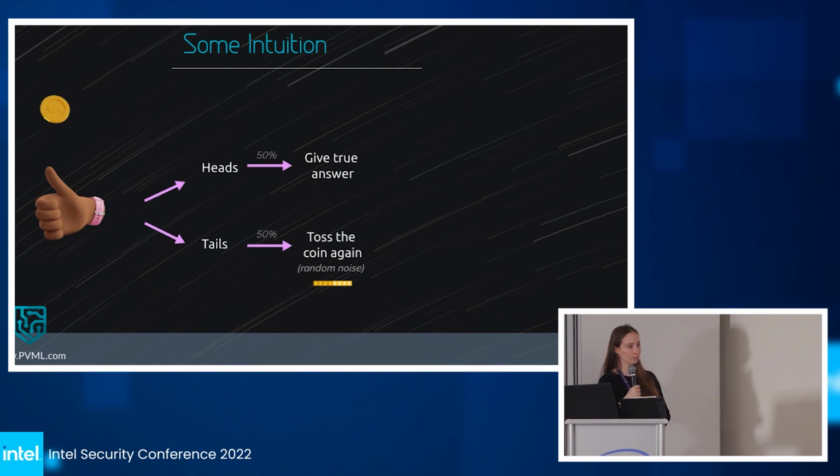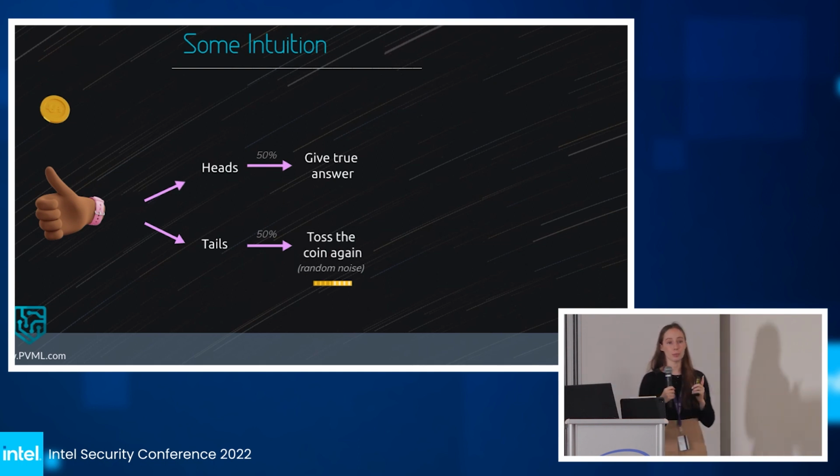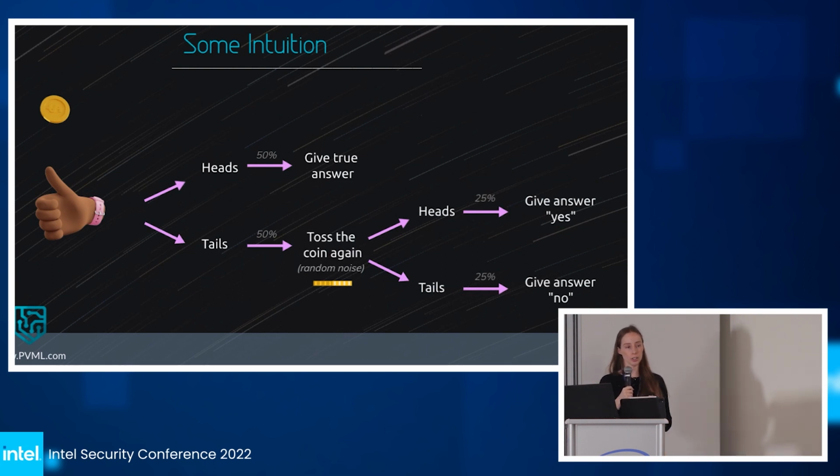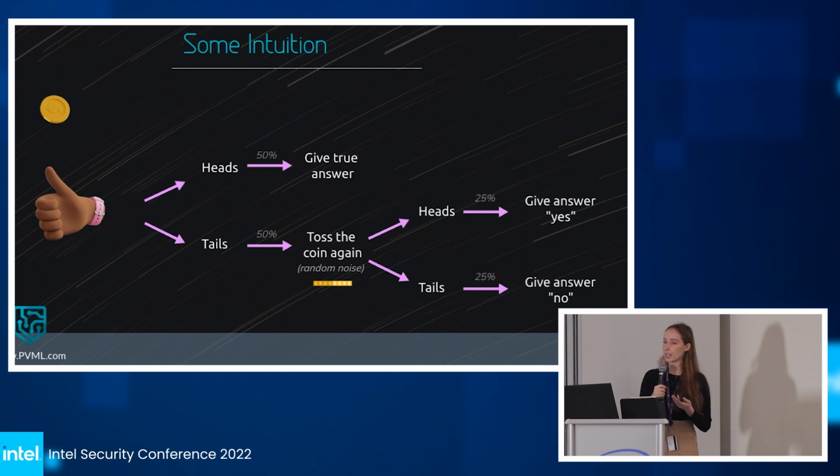You flip a coin. If it comes up heads, you tell me the truth. Are you actually looking for a different job? But if it comes up tails, here's where the randomization of differential privacy comes to play. You flip the coin a second time, and you give me an answer according to the second coin flip. So if it came up heads, you give me yes by default, and if it came up tails, you give me no by default. Now, think about it.